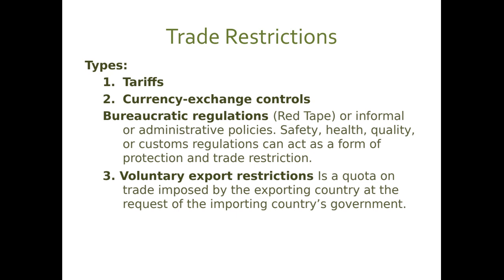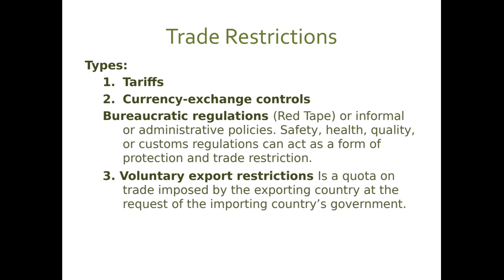Bureaucratic regulations. I have just written here, this is what we call red tape or informal or administrative policies. For example, if you are importing flowers from the Netherlands, Holland, and the administrative procedure is so lengthy that your whole import will be ruined at the port, what are you going to do? Similarly, they put restrictions, what we call safety, health, and quality restrictions. They say, your packaging does not conform to our standards, and they reject. So these are some of the tactics that many countries use to restrict trade. This is what we call bureaucratic regulations.